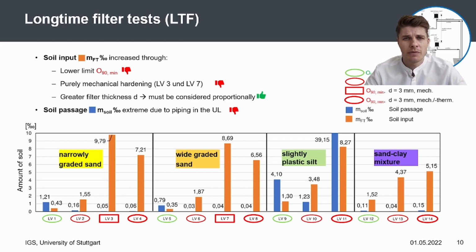Here we see significantly higher soil inputs in the geotextiles at the lower limit. Higher inputs of the soil material into purely mechanical consolidated geotextiles occur. Also, the strong piping processes are reflected in the extreme bottom passage of the silt.